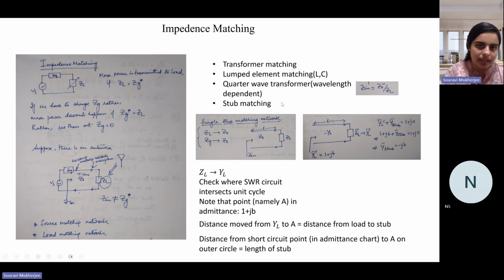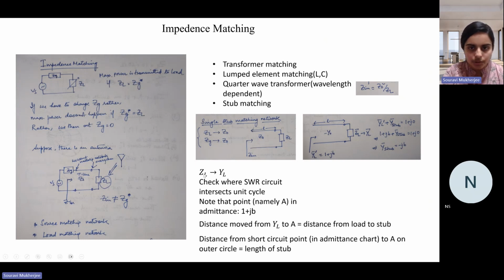Another important way is by stub matching. There can be various ways, but what particularly is important is the single stub matching network, where what you do is you basically add something to this end so that it looks like it has matched.